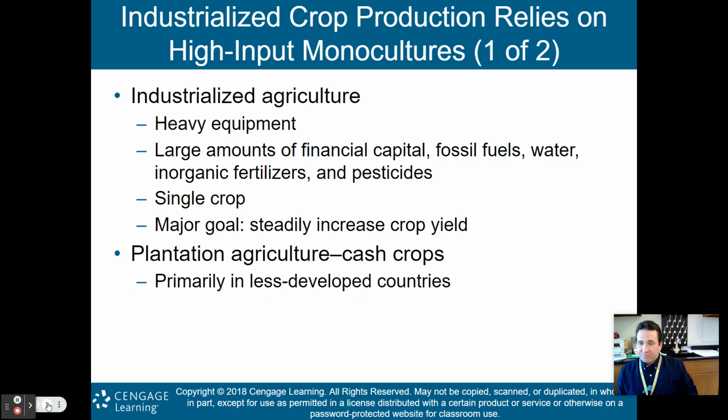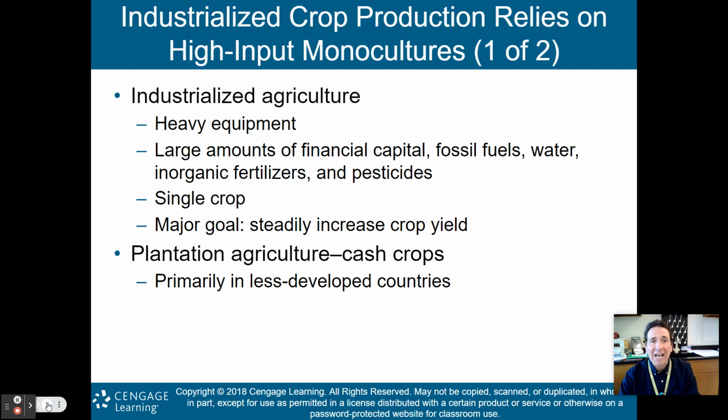All right, so we talked about on that first slide high input agriculture and low input agriculture. All right, so first we're going to talk about the high input. Industrialized crop production relies on high input monocultures. What does monocultures mean? You just have one type of plant growing in your field. So all wheat or all barley or all rice. Okay, you don't have mixtures. That's going to be polyculture, and we'll talk about that more in a few more slides.